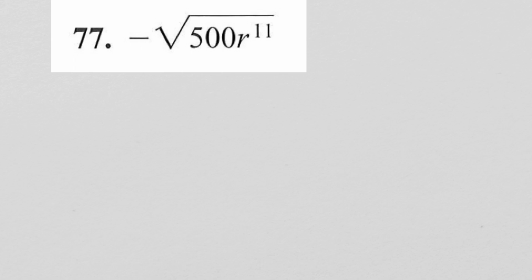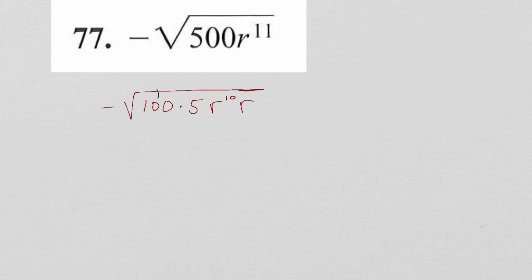Okay, that negative is just sitting there, but I'm going to rewrite this stuff. So 100 is the greatest perfect square factor of 500. So I'm going to write the 500 as 100 times 5. And then the highest number, this is a 2 here. The highest multiple of 2 that's less than or equal to 11 is a 10. So I'm going to write that as r to the 10 times r. That's r to the 11.